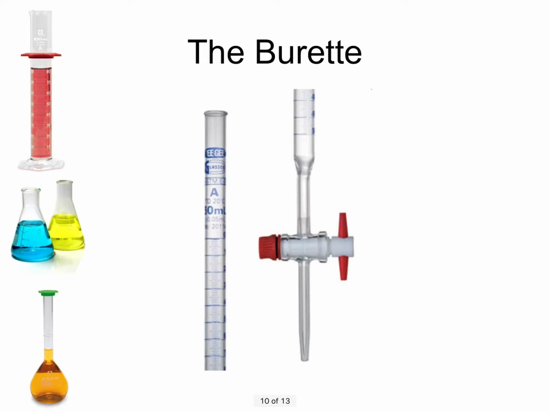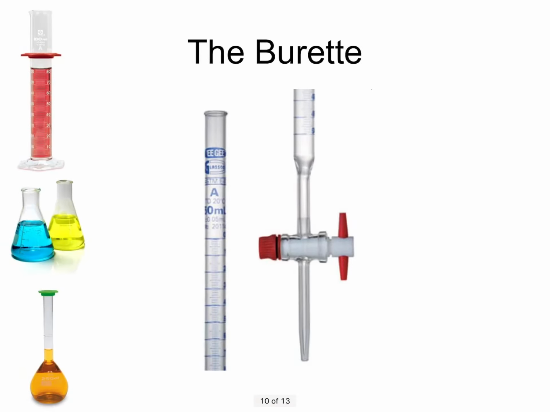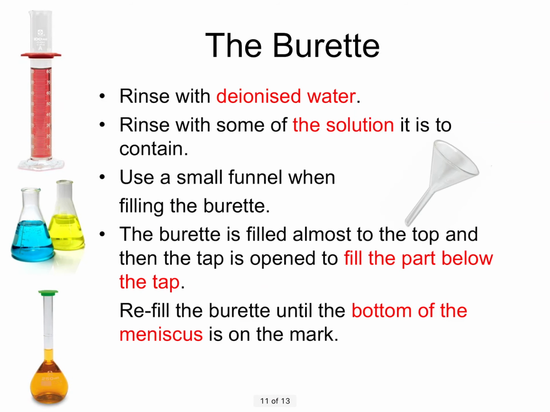So you have delivered exactly 25 cubic centimeters of base now to your conical flask, and you know the concentration, you know the molarity, so you will be able to calculate the number of moles of base in that flask. The burette, look, has the tap at the end of it, and look at the area below the tap. The tip of the burette needs to be filled as well, remember.